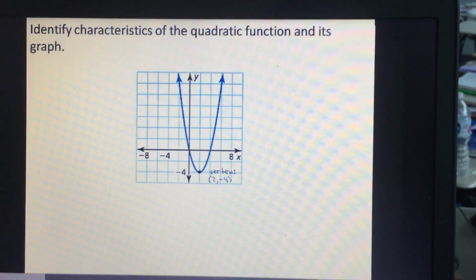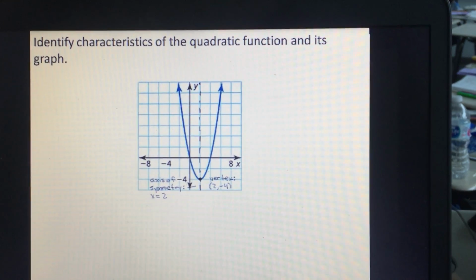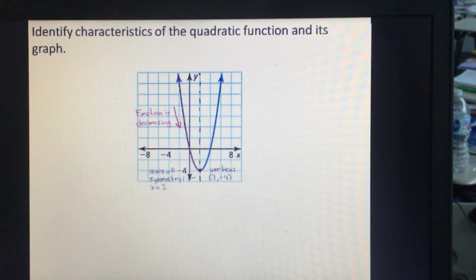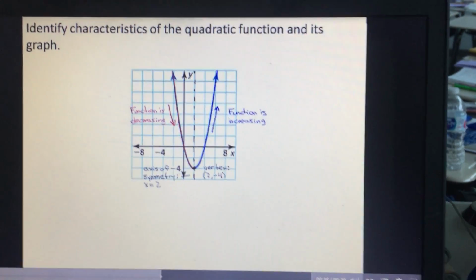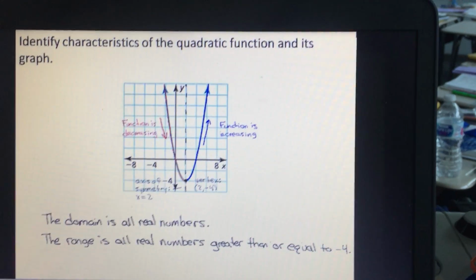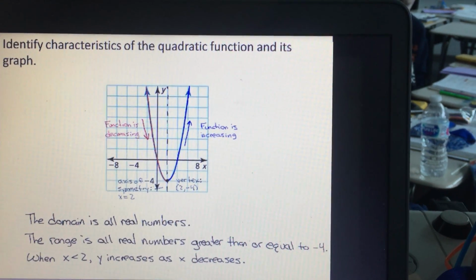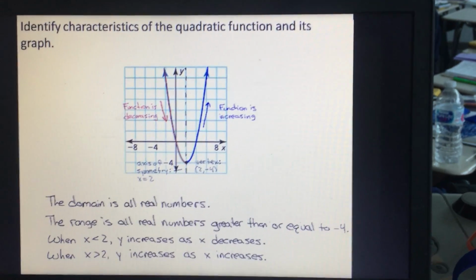From the graph, you can see that the vertex is (2, -4), and the axis of symmetry is x equals 2. The function is decreasing when x is less than 2, and the function is increasing when x is greater than 2. The domain is all real numbers. The range is all real numbers greater than or equal to -4. When x is less than 2, y increases as x decreases, and when x is greater than 2, y increases as x increases.